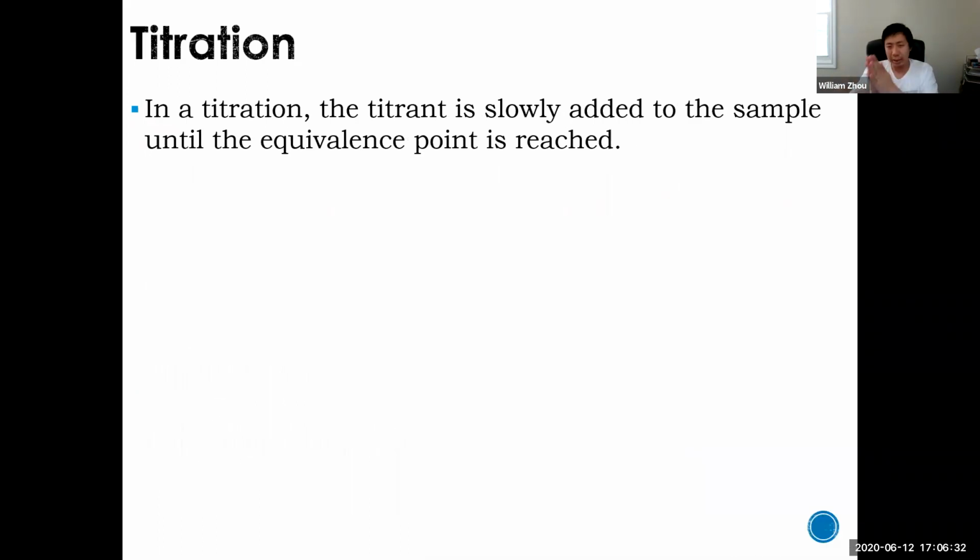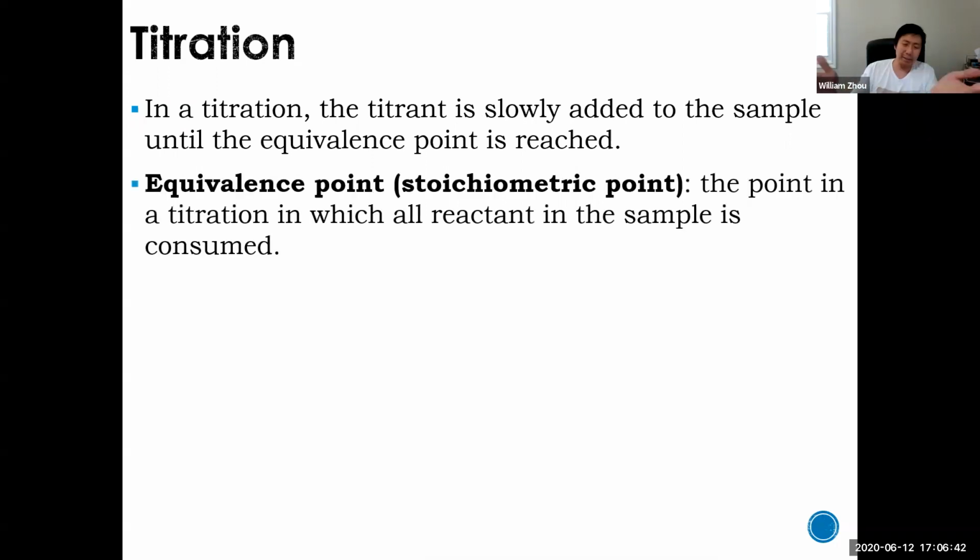So you slowly add the titrant. The key word is slowly, until the sample reaches the equivalence point. What is the equivalence point? Well, the equivalence point, also known as the stoichiometric point, is the point during the titration in which your acid exactly cancels out your base. All the reactants, the acid and the base, are completely consumed, with nobody left over.